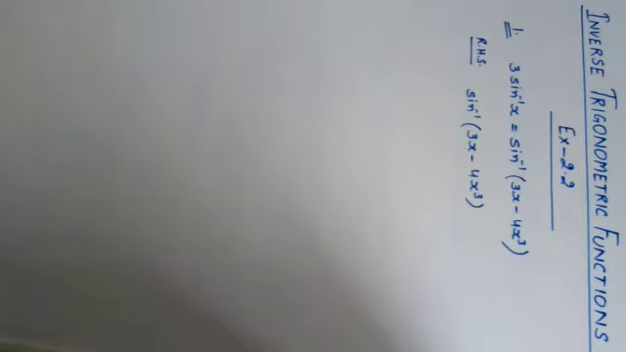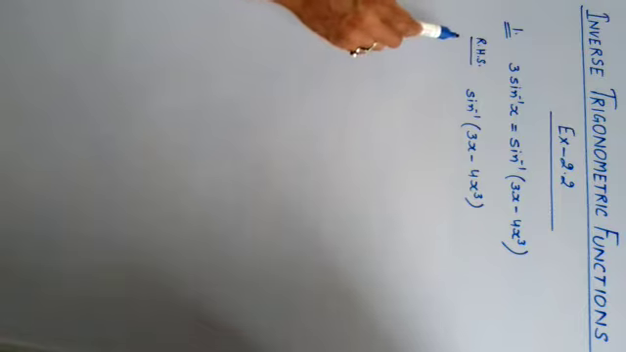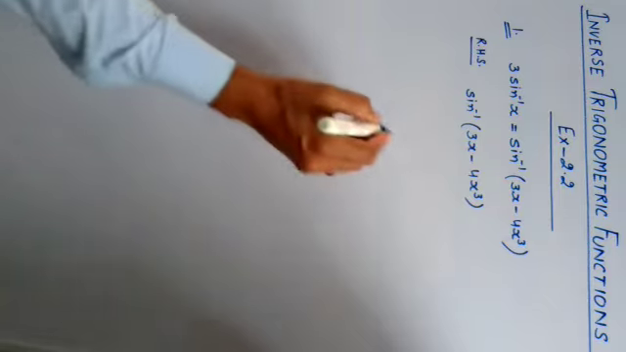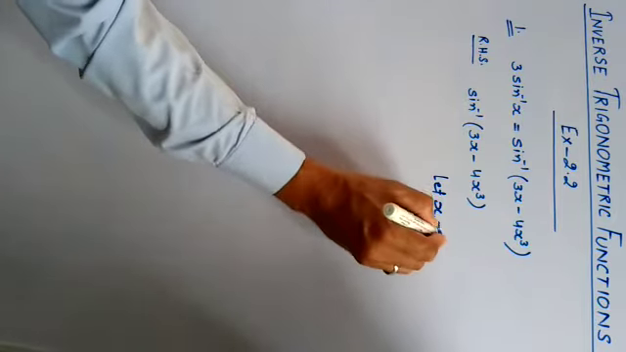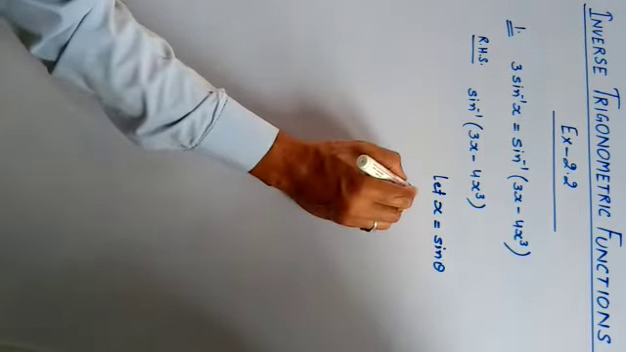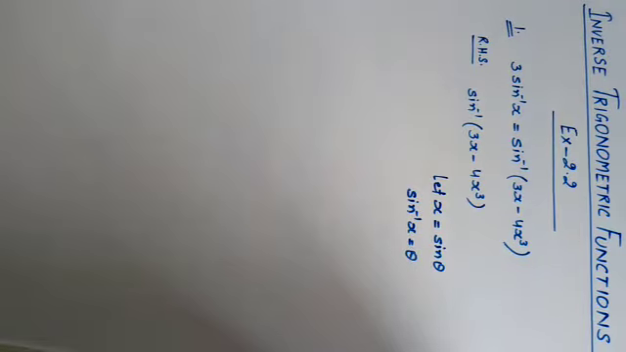Now exercise 2.2, question number 1 to 4. Prove the following. First question is, we have to prove that 3 sin inverse x equals sin inverse of 3x minus 4x cube. So we will start from right hand side. Sin inverse of 3x minus 4x cube. Now if we assume that x equals sin theta, then we can say that sin inverse x equals theta.